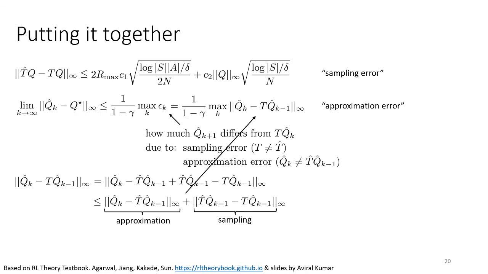So what we can do is take these two terms and plug them in here, and we can use that to calculate the difference between Q hat k and Q star in the limit as k goes to infinity, and it will be 1 over 1 minus gamma times a bunch of terms, basically a sum of 3 terms, 2 of them coming from sampling error and 1 coming from approximation error.